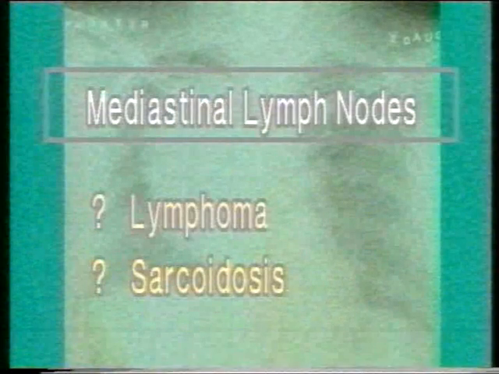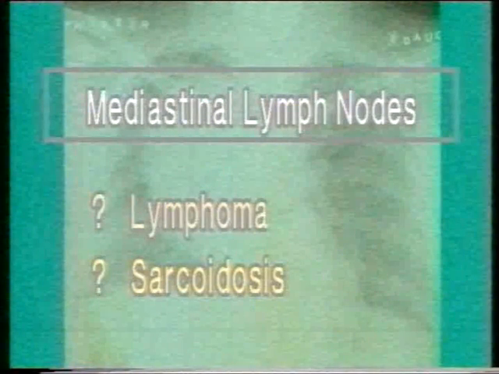This is another X-ray showing mediastinal mass in the mid portion. The smooth lobulated border suggests it to be a lymph node mass. On lateral X-ray, it was occupying the anterior and middle mediastinum, suggesting a lymphoma. If such a mass occupies only the middle mediastinum, it suggests sarcoidosis. But if both anterior and middle mediastinal nodes are enlarged, it is more likely to be a lymphoma.